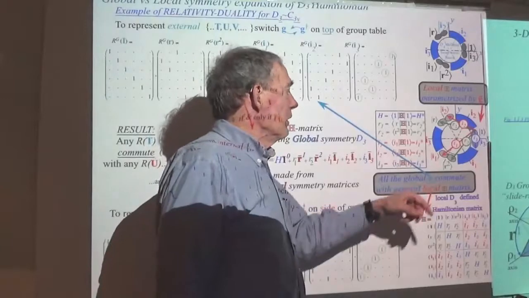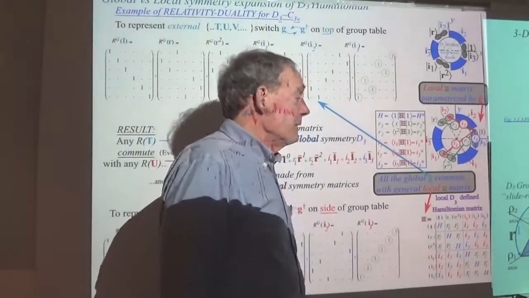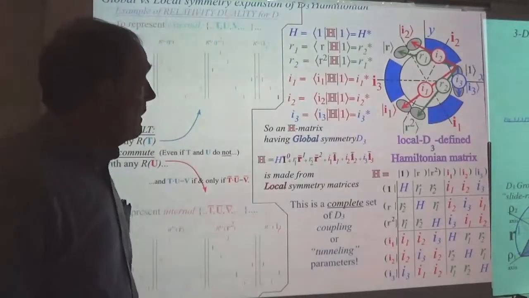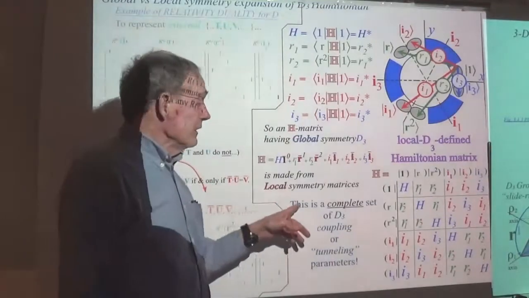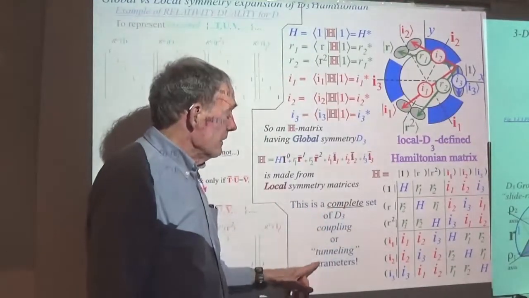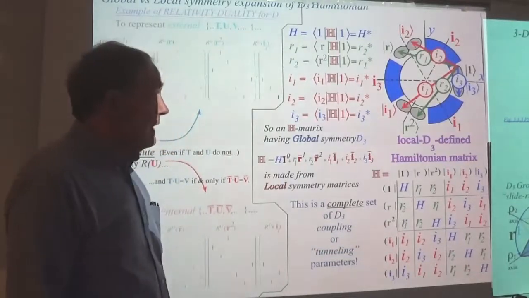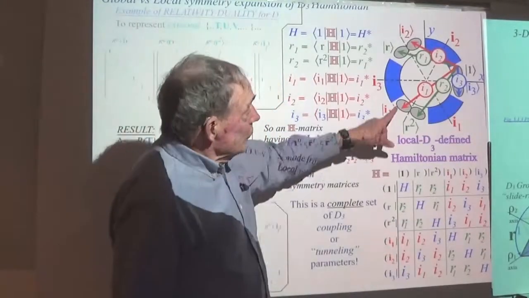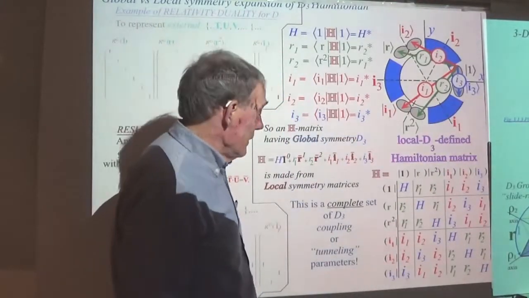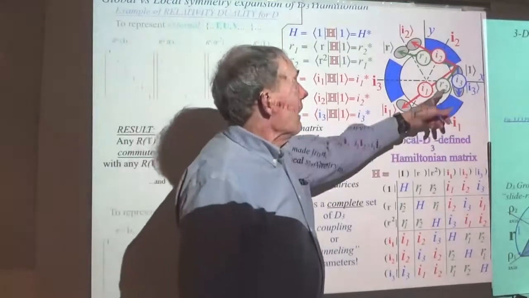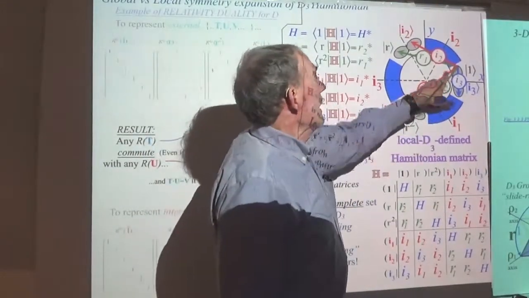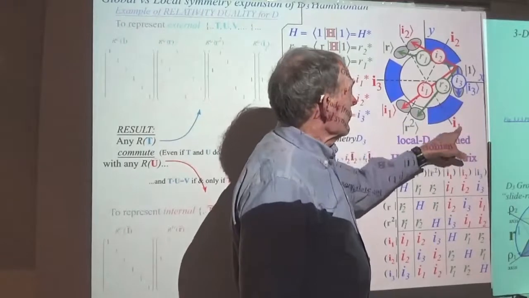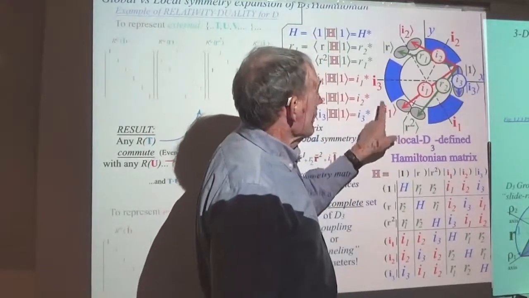As I say, first of all, the global operators commute with anything made of local operators, and that's what we definitely want to do. So what we're getting here, and this is really powerful, is a complete set of D3 coupling or tunneling parameters, labeled by the group elements. I'm using the same notation, and I'm showing you a picture of where they tunnel to, or where they couple to. R2 couples to R squared. I1 couples to the rotation I1. As you can see, I1 would flip 1 over to here. So that's the state I1.